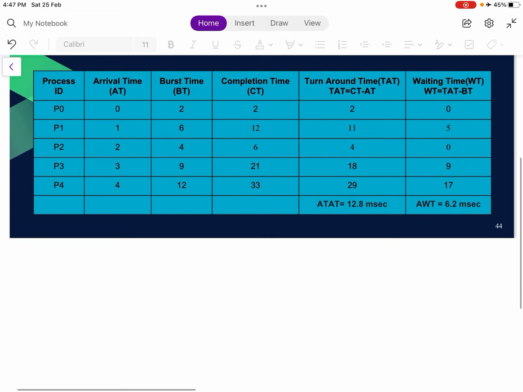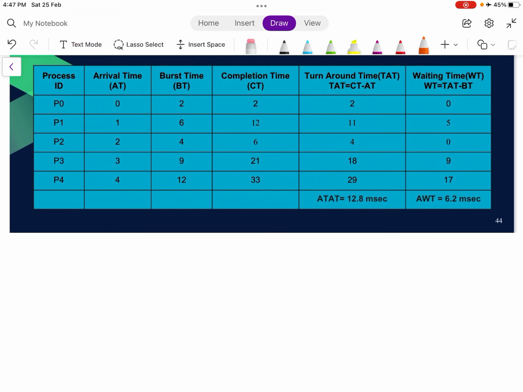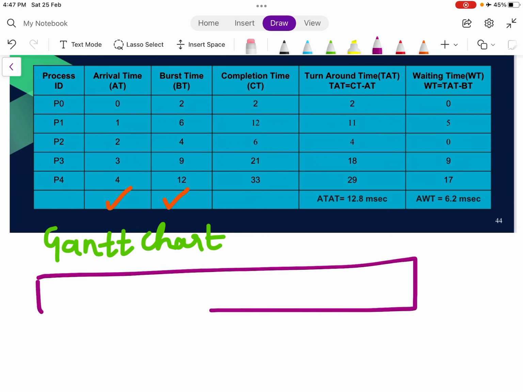So these are the processes, and what is given? The arrival time is given and the burst time of the processes is given. So the Gantt chart will be as follows. First, which process is arriving at time 0? P0 arrives at time 0. What is the burst time? 2. So that means it takes 2 units of time to complete the process and exit the CPU.